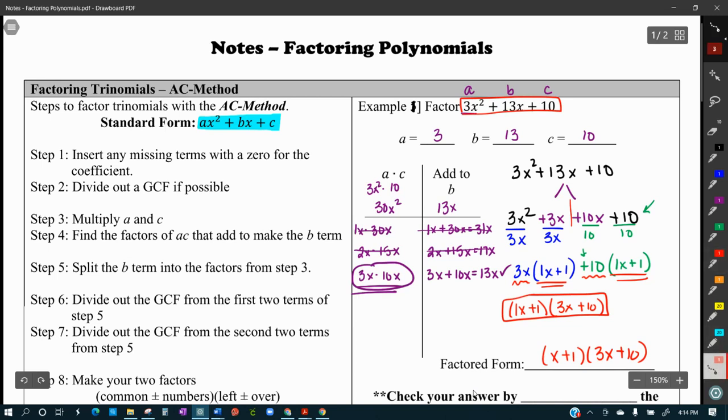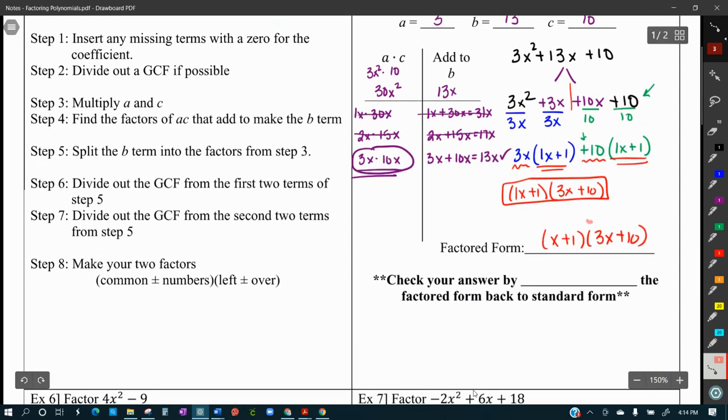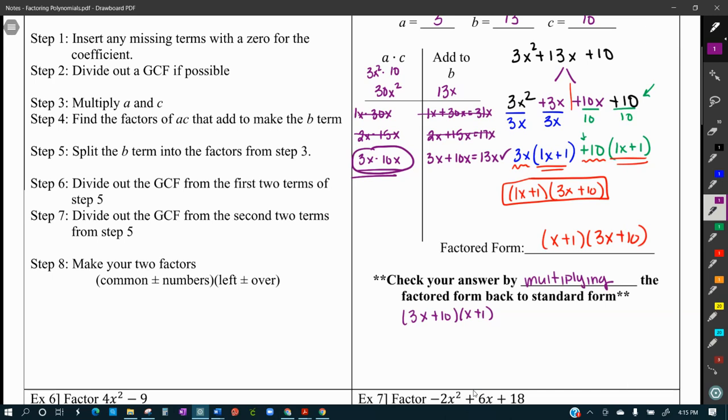So factoring, remember, is taking this trinomial and breaking it down into what did you multiply to get that trinomial. Now, check your answer by multiplying the factored form back into standard form. I'm going to move this around just a little bit. I'm going to put the 3x plus 10 at the front, and I'll show you why. 3x plus 10 times x plus 1. So we're going to check and make sure this works. So if we were to multiply this, we would do 3x times x plus 1. And we would do 10 times x plus 1.